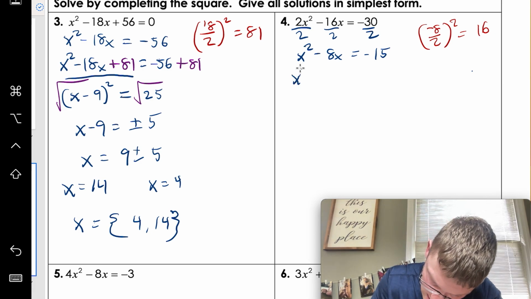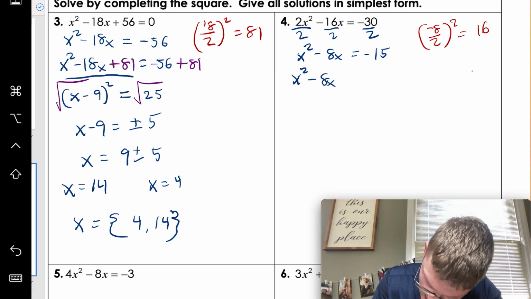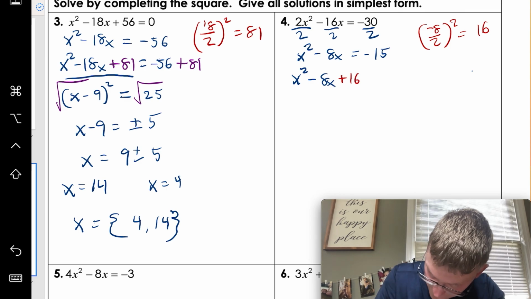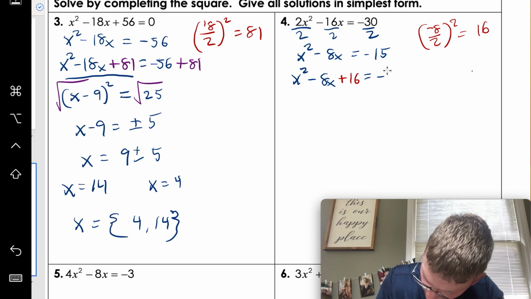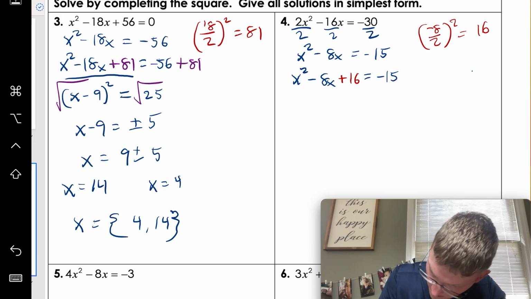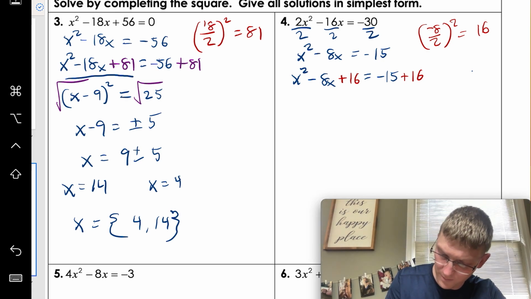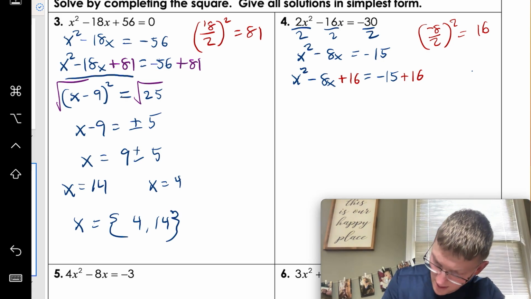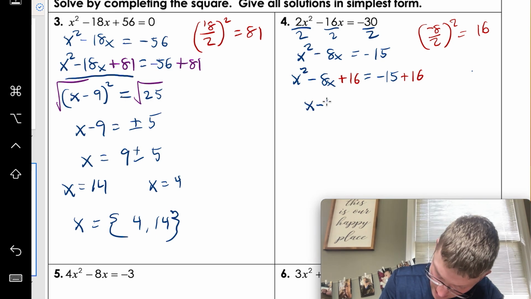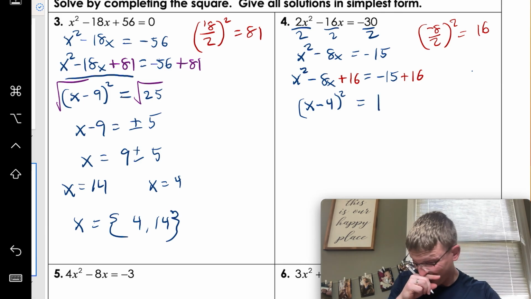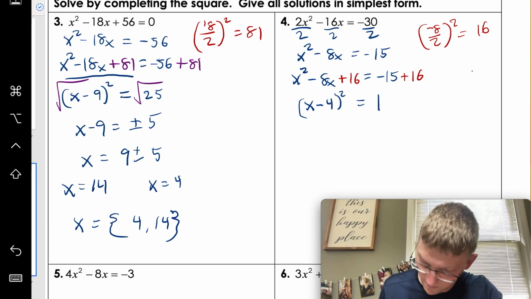So we've got x squared minus 8x, and then we're going to add 16 equals negative 15. And we have to add 16 on that side as well. So then we factor the left. That's going to be x minus 4 squared equals 1. That's going to make math a little bit easier.